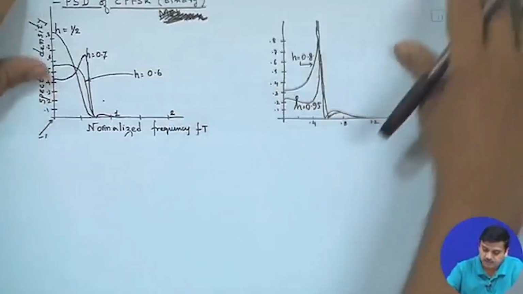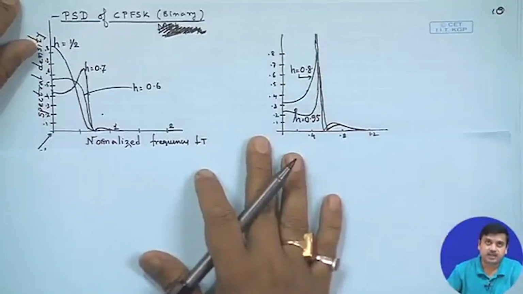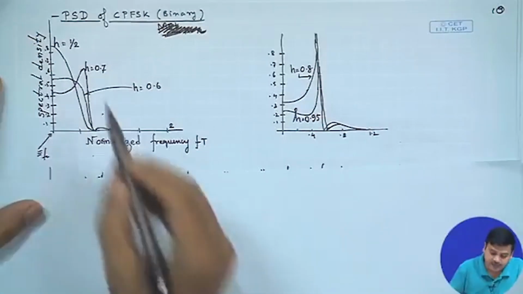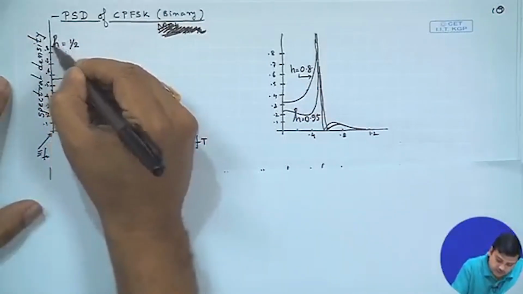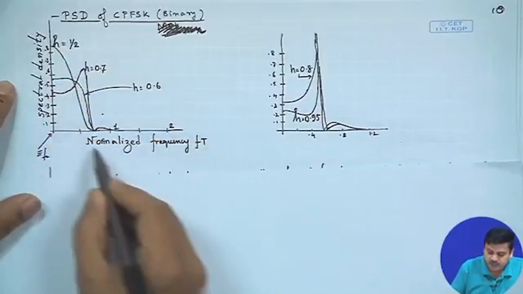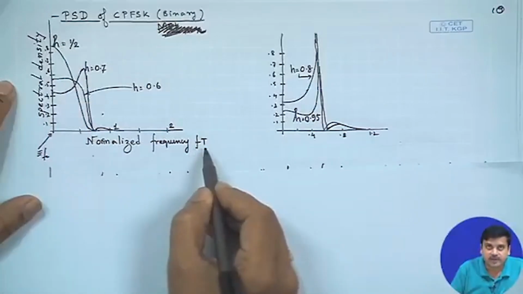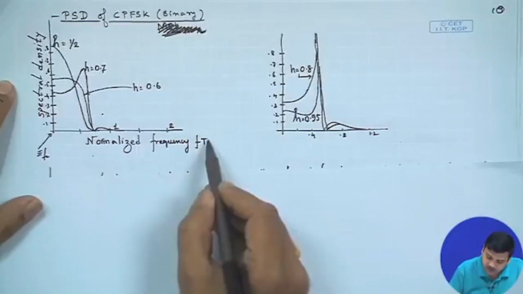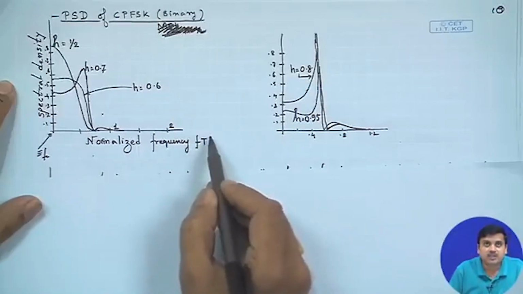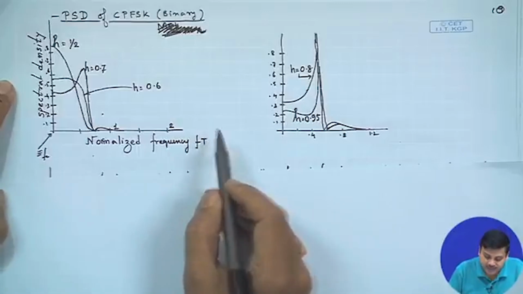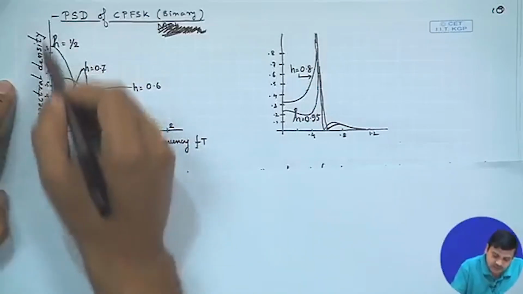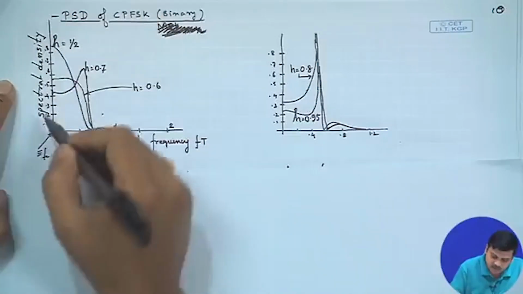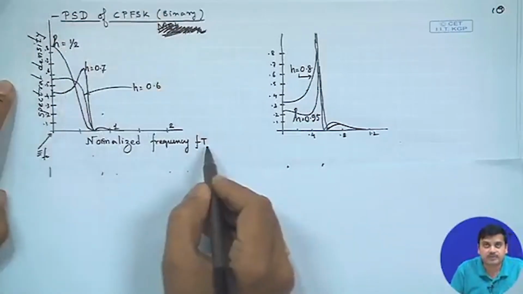So, in case of binary CPFSK, we have H as the modulation index, and this particular spectrum, as you see, is a normalized spectrum with F T, because you had 2 F D T as the value of H. So, this is the power spectral density, and this is the normalized power spectral density against normalized frequency F T.